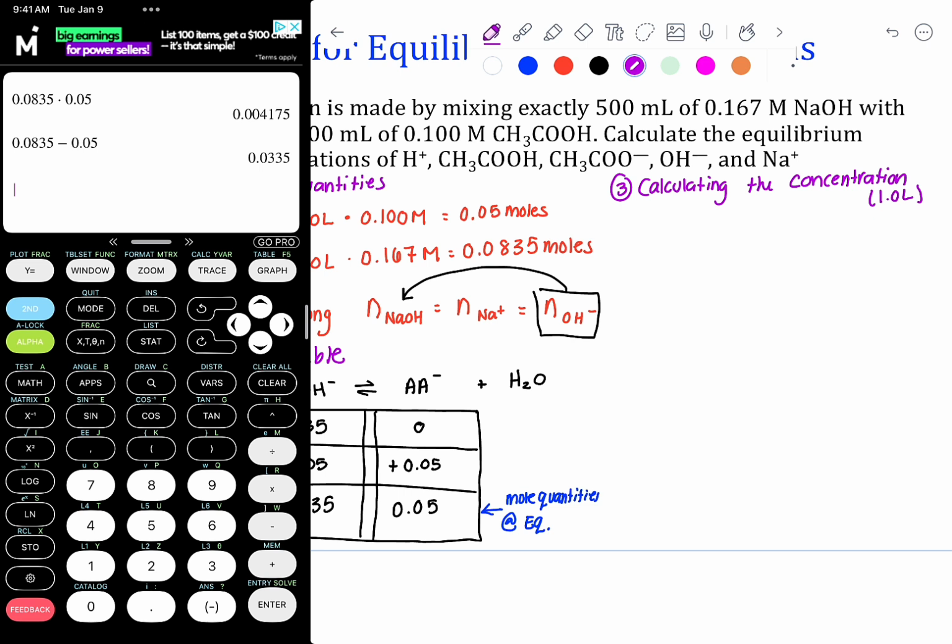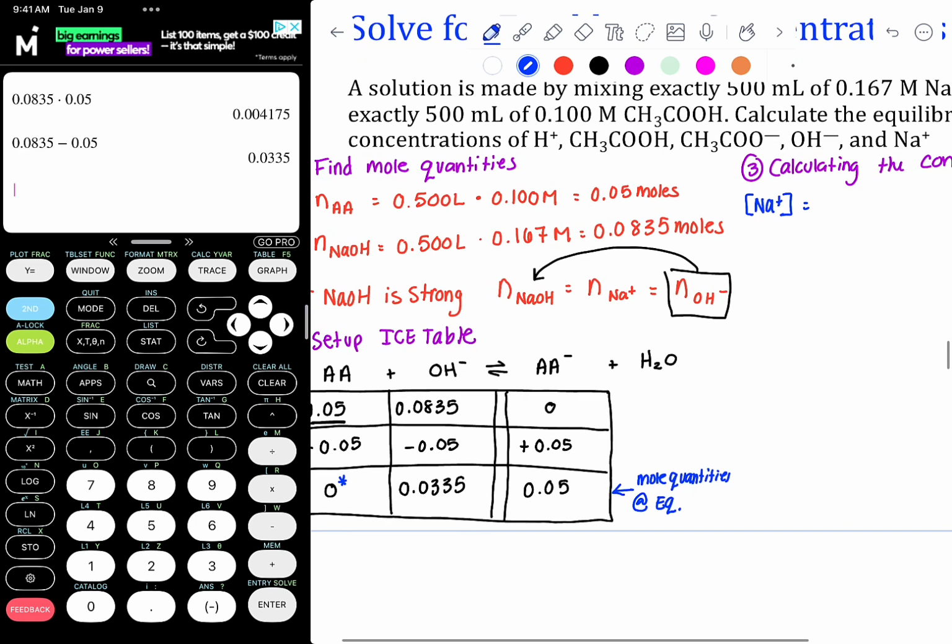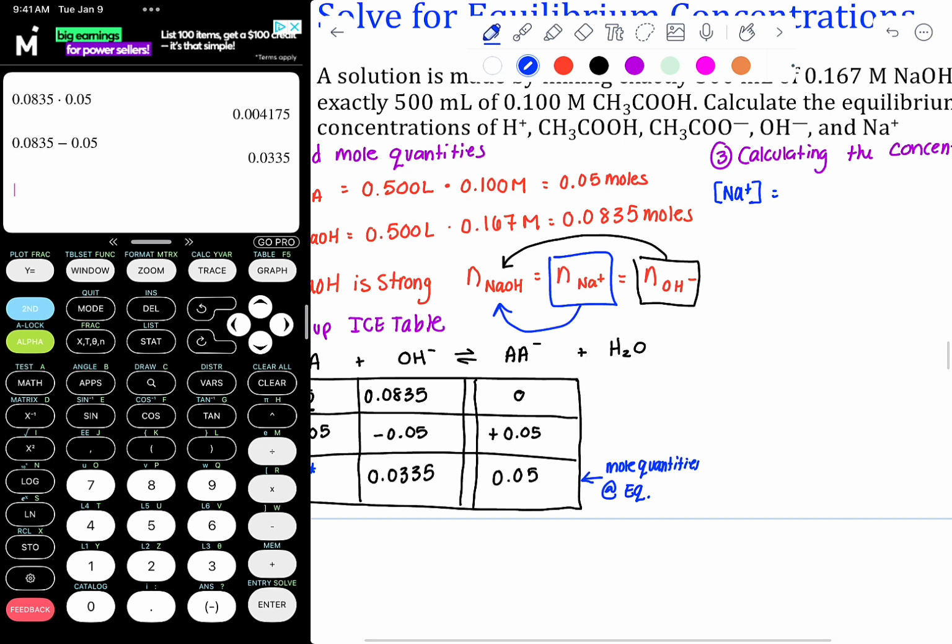So what we are going to do is the concentration of Na+. It's just going to be the moles of Na+ divided by the final volume. So we know our moles of Na+ is going to be our moles of NaOH. They did not change in the reaction. They're an ion that's just floating around.